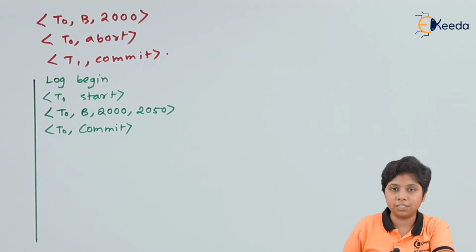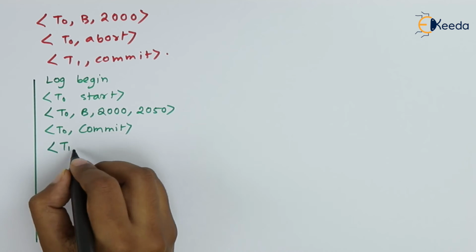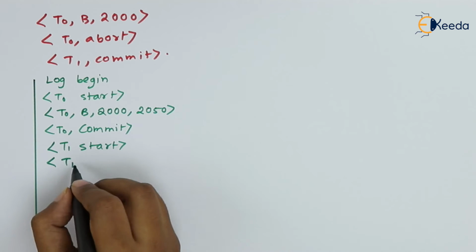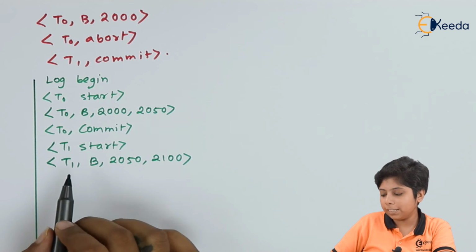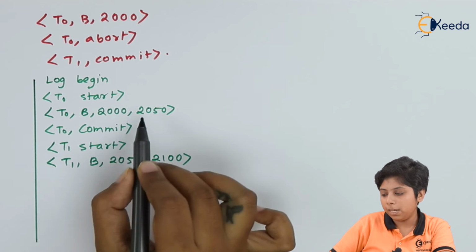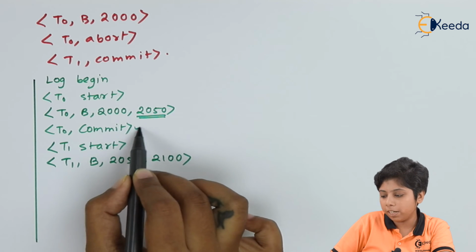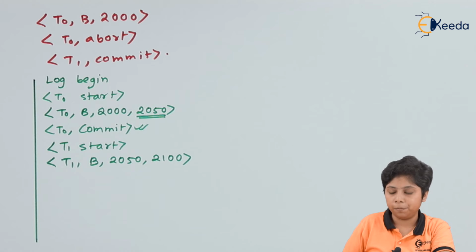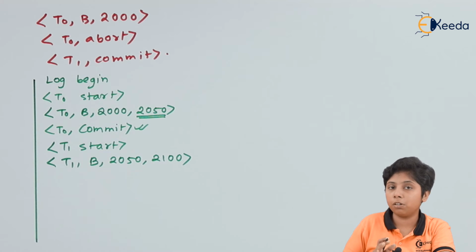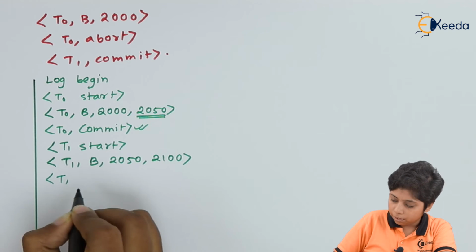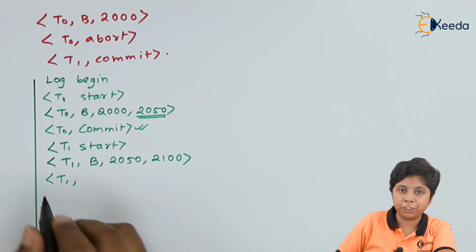Now we will start another transaction. See, when T1 is reading the value of B, it will be updated because we have performed the T0 commit here. So now 2050 is updated to 2100, but till now we have not committed. Now we are beginning another operation.